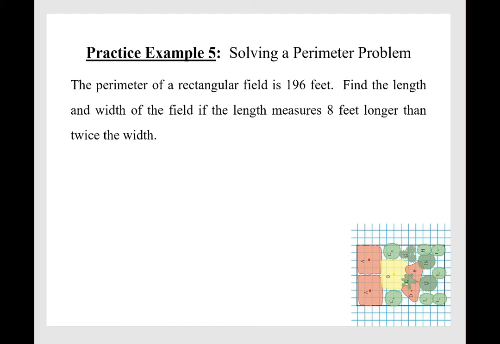All right, so here we go. Welcome back. The perimeter of a rectangular field. So perimeter equals 2 lengths plus 2 widths. Always start with that formula. All right, the perimeter is 196. So I'm going to replace the P with 196. Find the length and the width of the field if, okay, so I need to find both at the end of the day. If the length measures, okay, so they're telling me about the length. So instead of L, I'm going to put a set of parentheses.